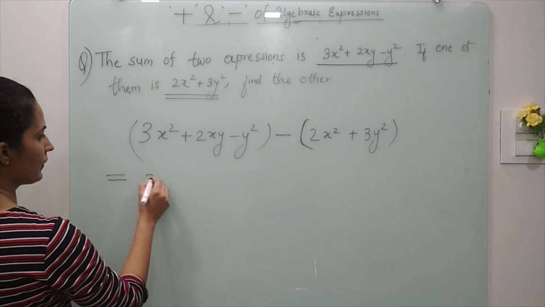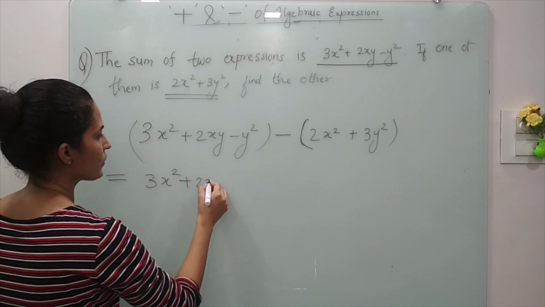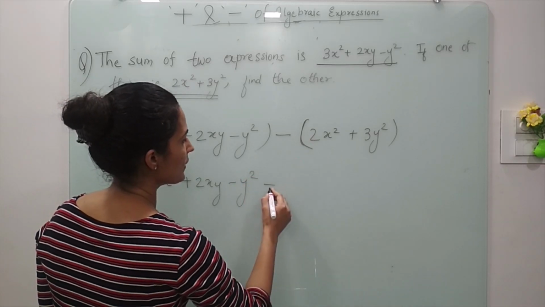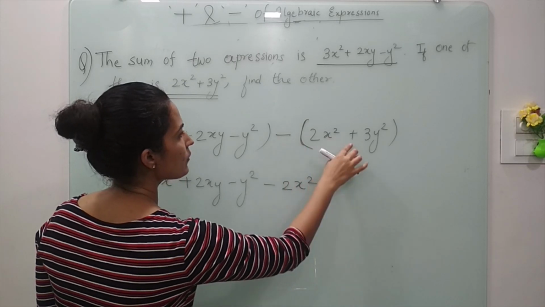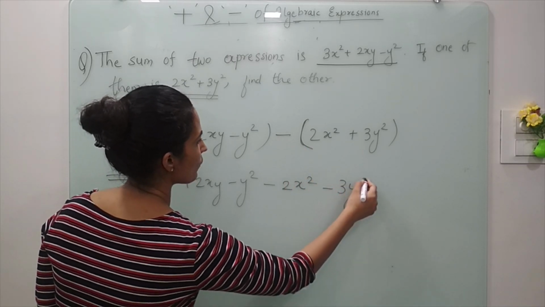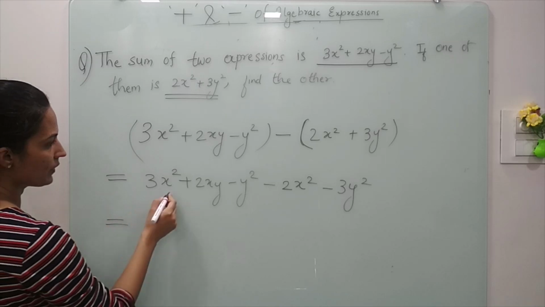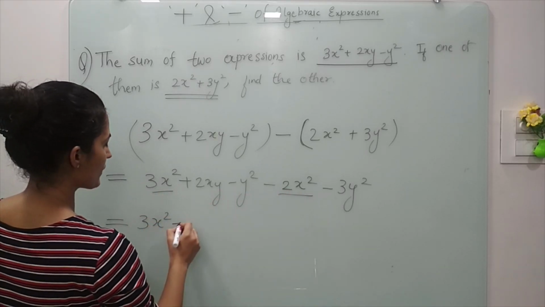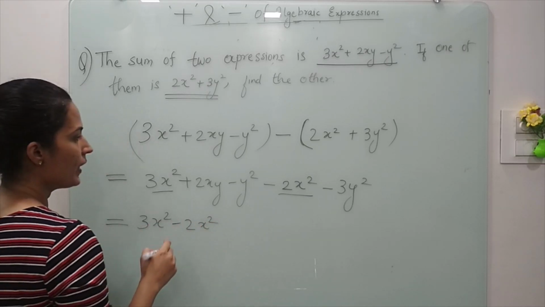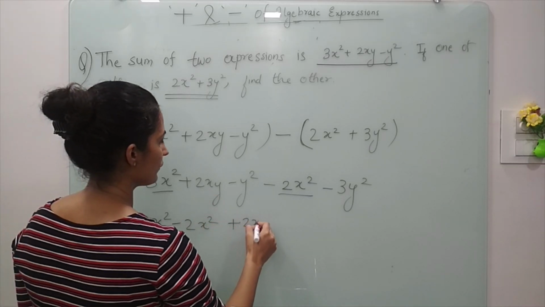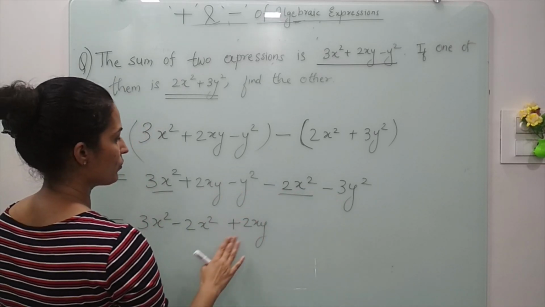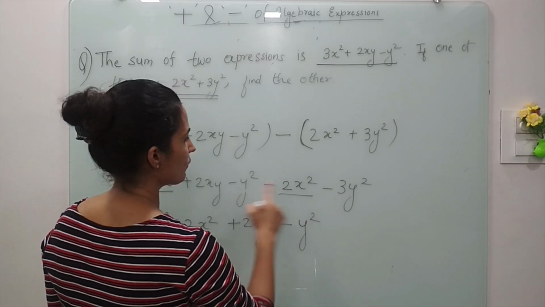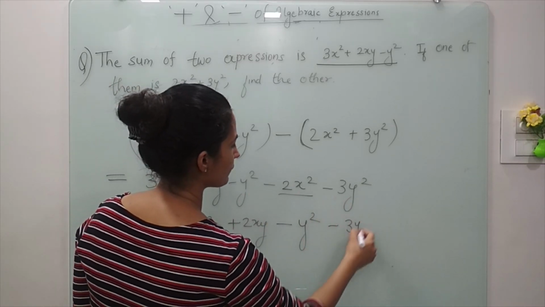Now let's solve this. This is 3x square plus 2xy minus y square. The sign changes here: minus plus minus, this is minus 2x square, and minus plus again minus, this is minus 3y square. Let's group the similar terms. This is x square, this is x square. So this is 3x square minus 2x square. Then plus 2xy. There is no other like term, so let it be as it is. Then minus y square minus 3y square.